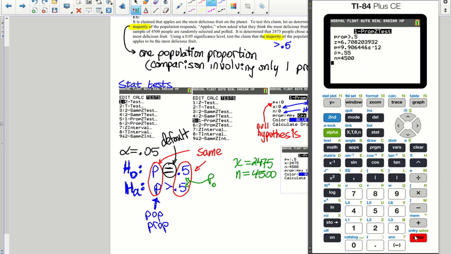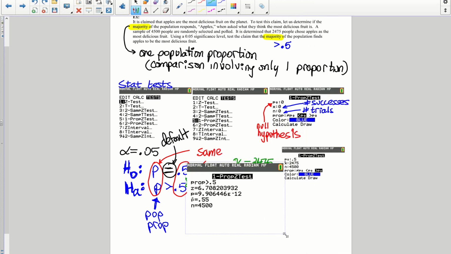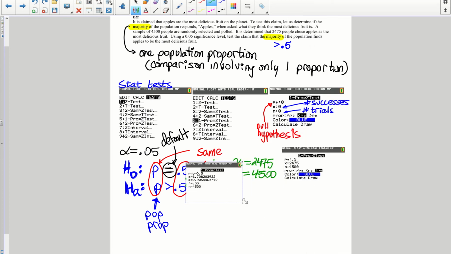So when you hit enter, you get this display. It's an interesting looking display. Some of it's repeated values, but in slightly different forms.